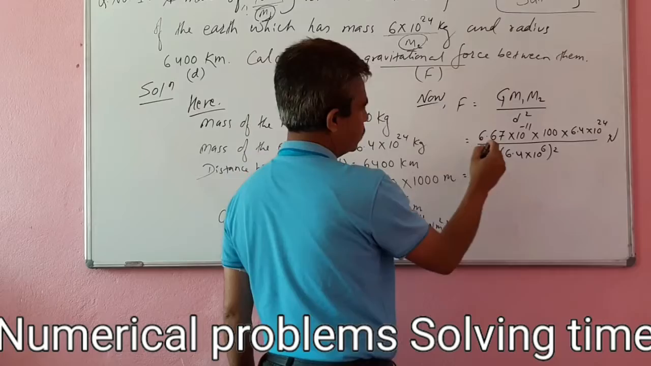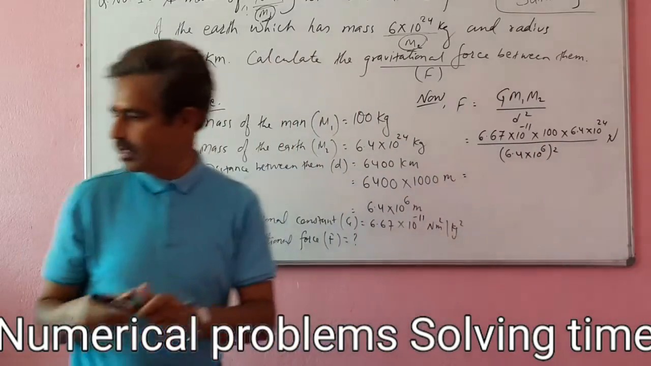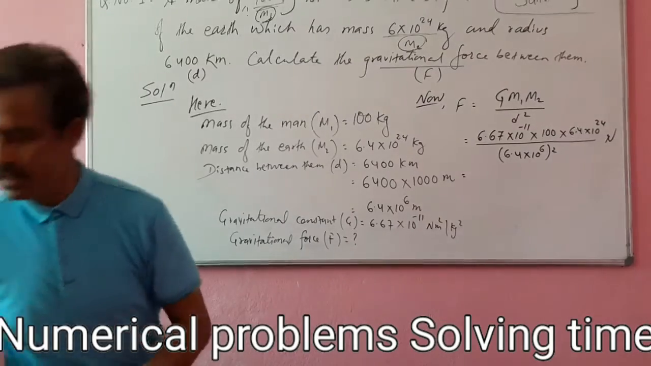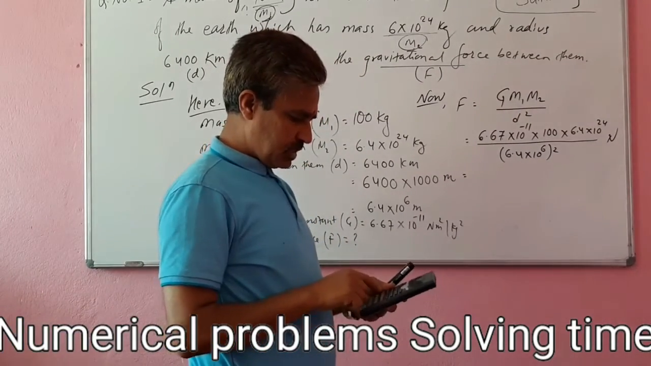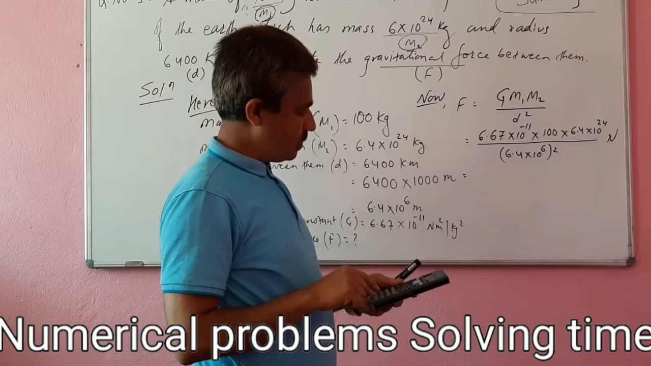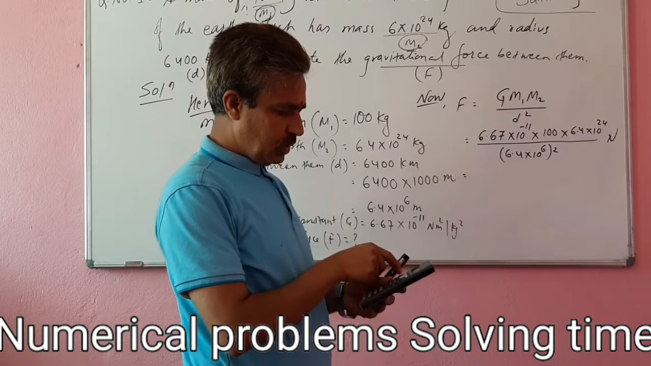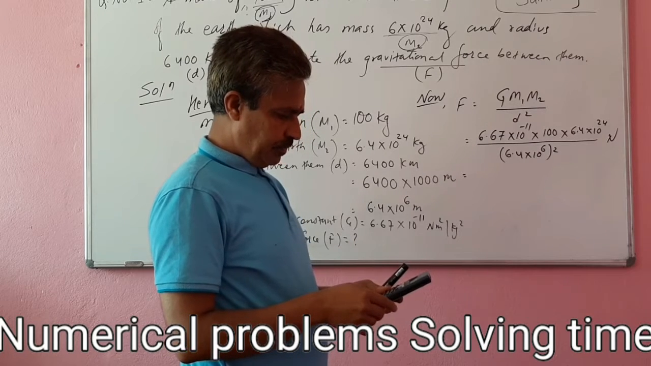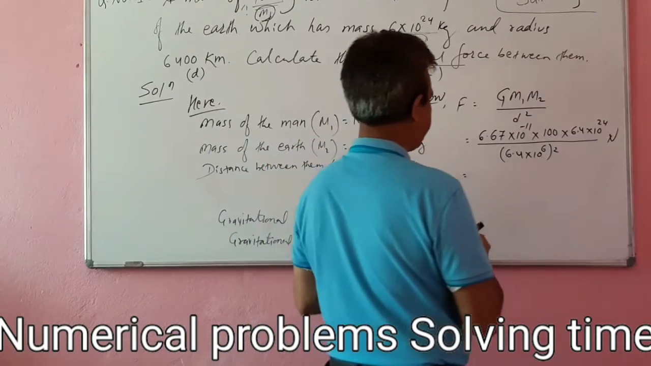Now students, what to do? Multiply 6.67, 100 and 6.4 number wise. Simply we have to multiply 6.67 multiply by 100 multiply by 6.4. It comes 4268.8.